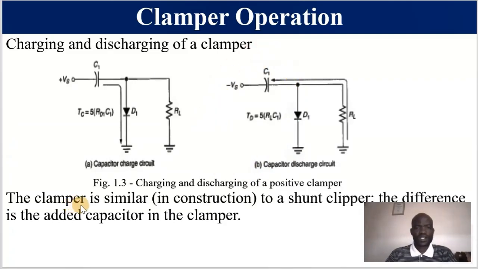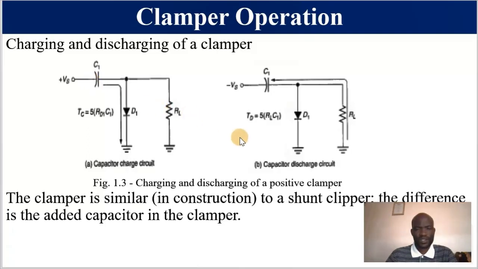So the clamper is similar in construction to a shunt clipper. Why? Because the two are in parallel. The difference is the added capacitor in the clamper. The difference between a clamper and a clipper is given here.